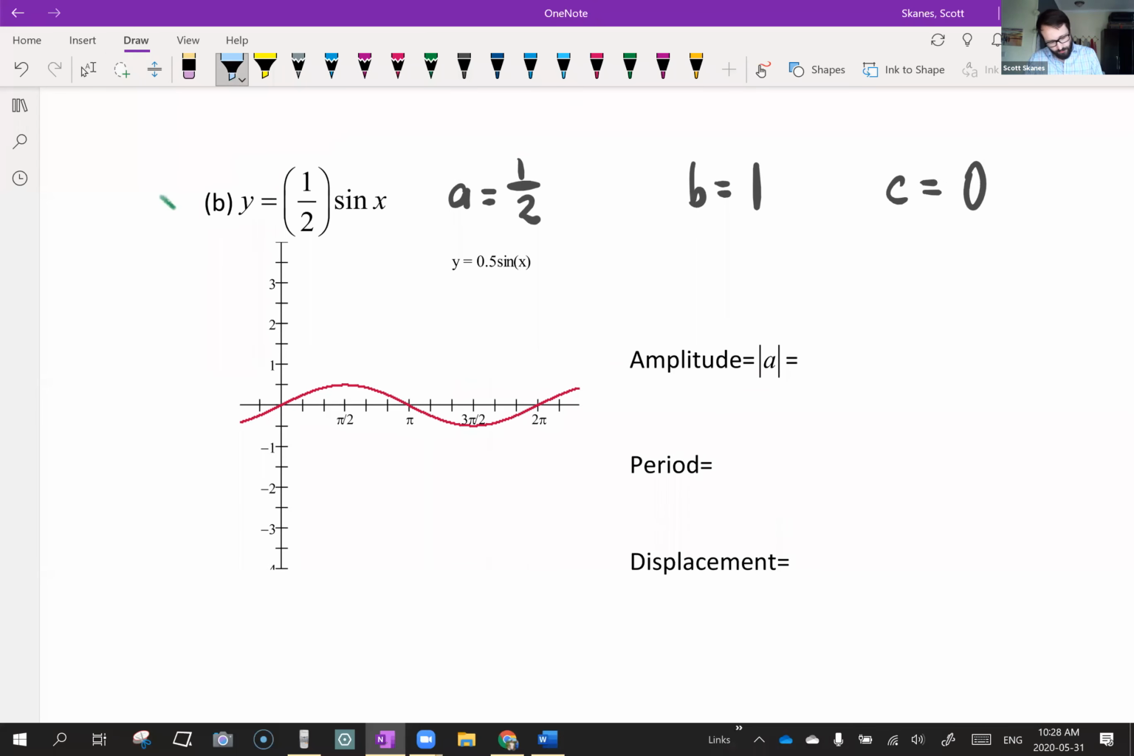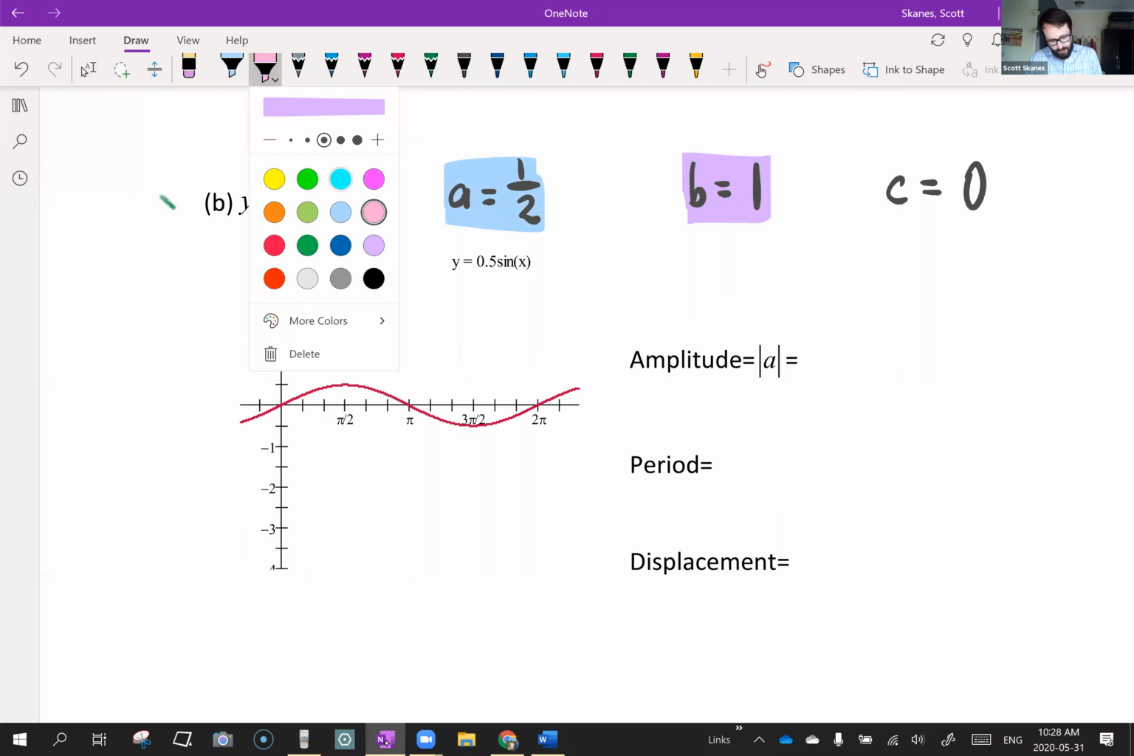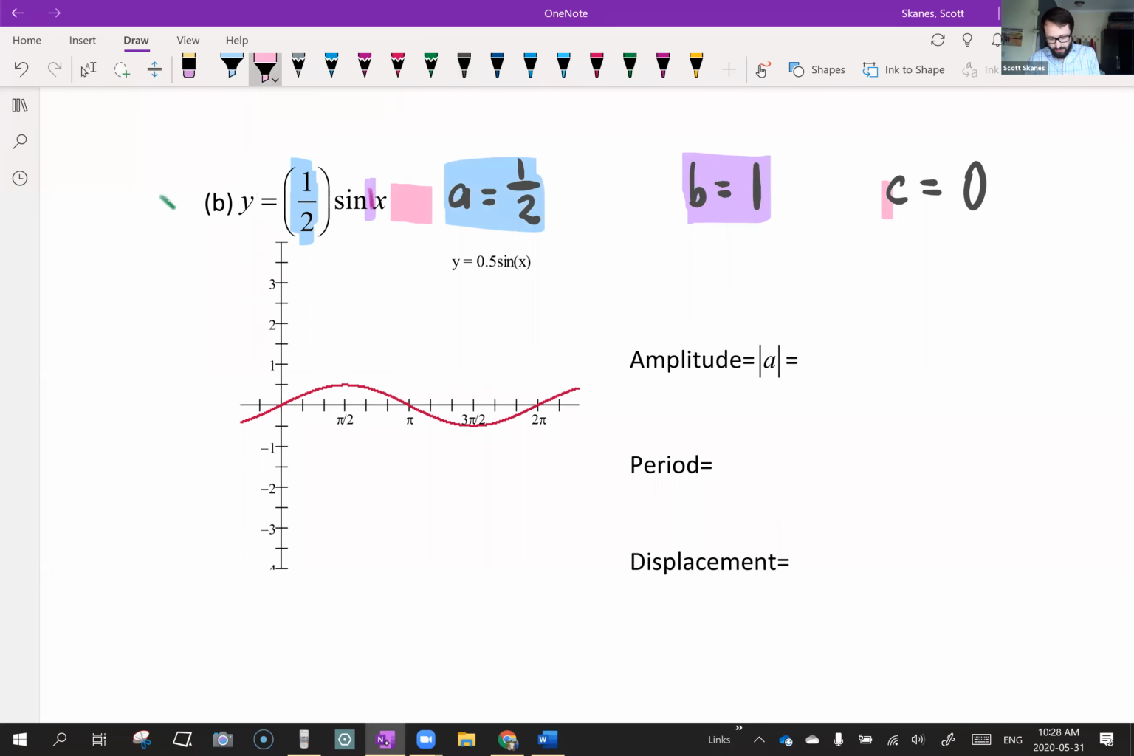And I'll highlight these one more time. A is the number in front of everything. B is the number in front of the x, which in this case is 1. You could even add that in if you wanted to. You could write your own little 1. And then there's nothing after that. So really, we have no C.